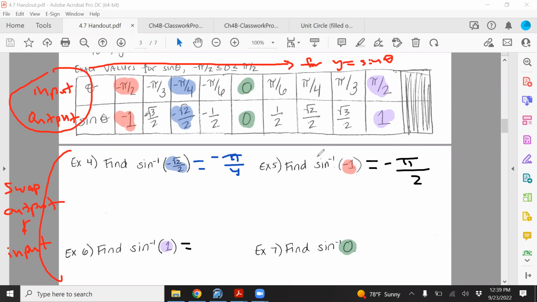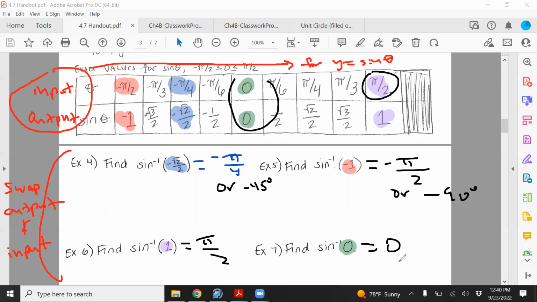What angle goes with 1? Pi over 2. What angle goes with 0? 0. So all these are the angles, right? Now, if you so desire, you could have put this in degrees, like negative 45 degrees, or negative 90 degrees, or 0 degrees, or 90 degrees. So you could put the degrees as well.